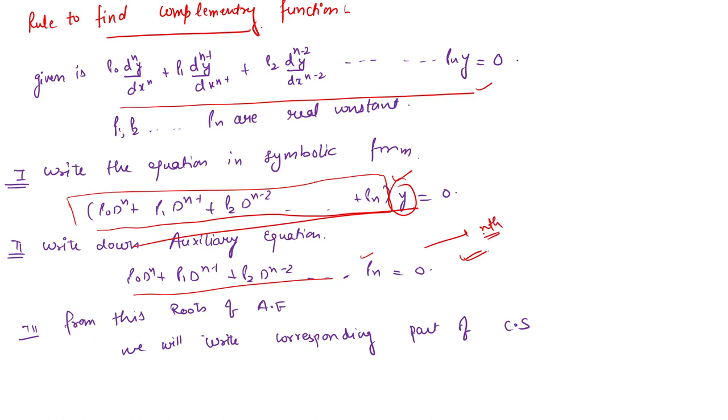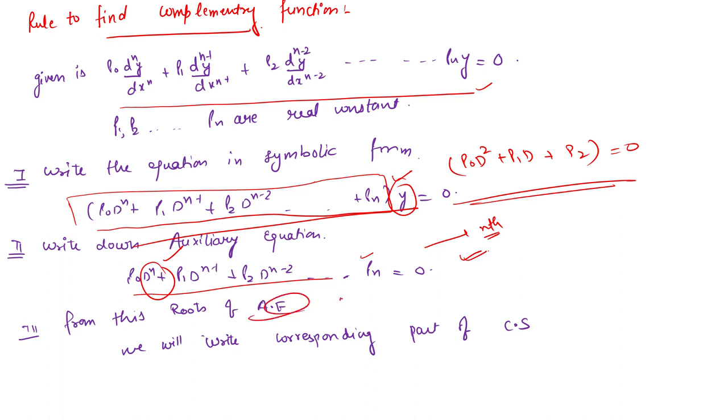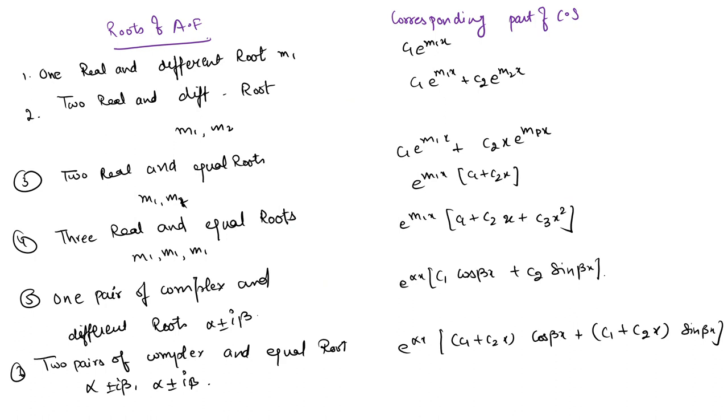Like this is the nth degree equation. Similarly, if you get P naught D square plus P1 D plus P2, this is known as your quadratic equation. Similarly, if it is an n degree equation, you are able to find its n roots. If it is a second degree equation, we are able to find its 2 roots. Now see how we can move further. Suppose we are finding its auxiliary equation. After writing it, we will see different possibilities.